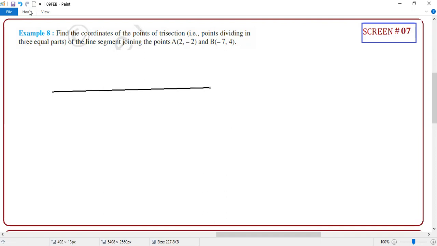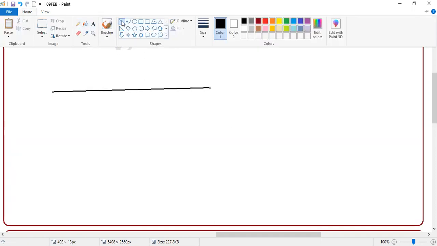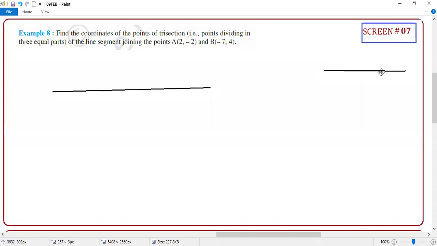3 equal sections. Guys, the midpoint that you learned is called bisection. Midpoint is called bisection. Trisection, so you know that, right? If I want 2 sections, I need 1 point. If I need trisection, 3 sections, I need 2 points. Clear? So I need 2 points in the middle.